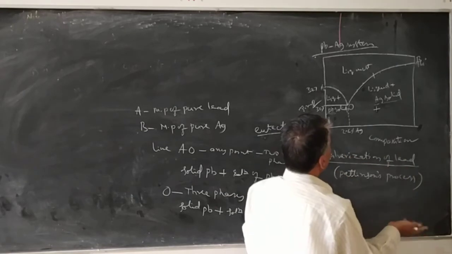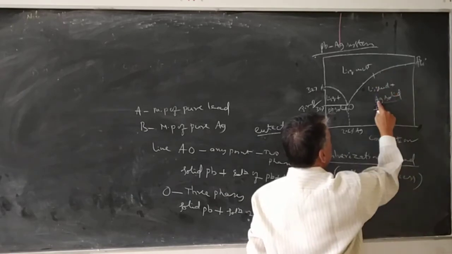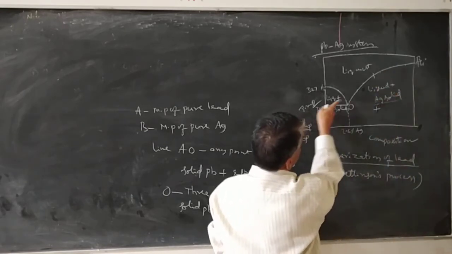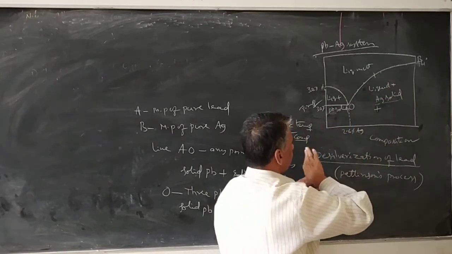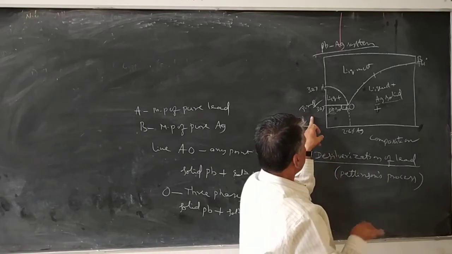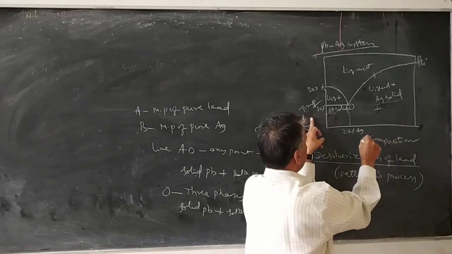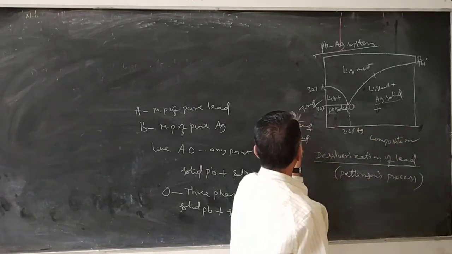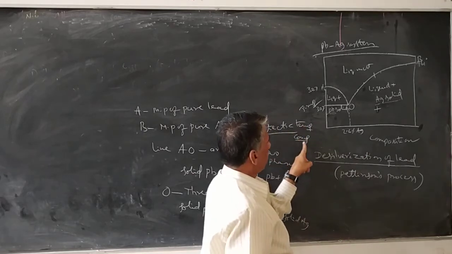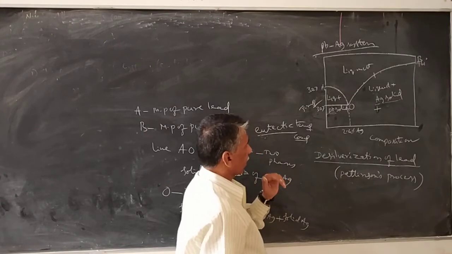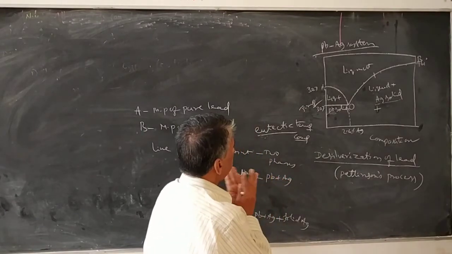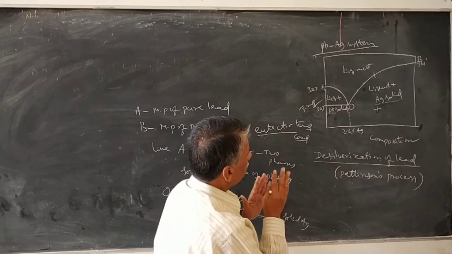Even the further addition of lead to the silver or silver to the lead does not decrease the temperature further, and that minimum temperature is called the eutectic temperature, and this minimum composition is called eutectic composition. So this is a brief look at the lead-silver system.